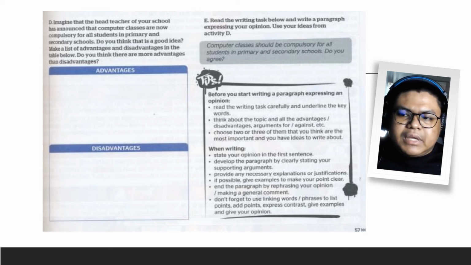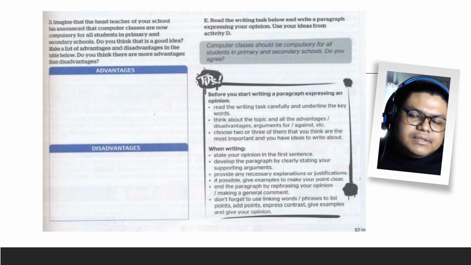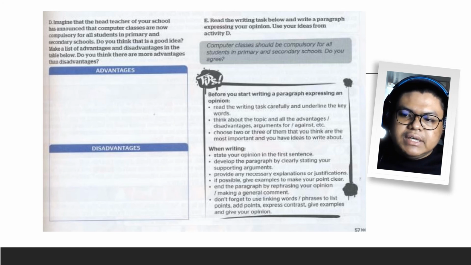Pada saya, awak senaraikan dulu. Okay, the best thing that you can do is to list it out first. Okay, what are the advantages if the students take part in the computer class? And okay, aside from that, what are the disadvantages pula? Okay, apa pula disadvantages dia kalau everyone take the class? Okay, if everyone were to take the class, so what are the disadvantages?